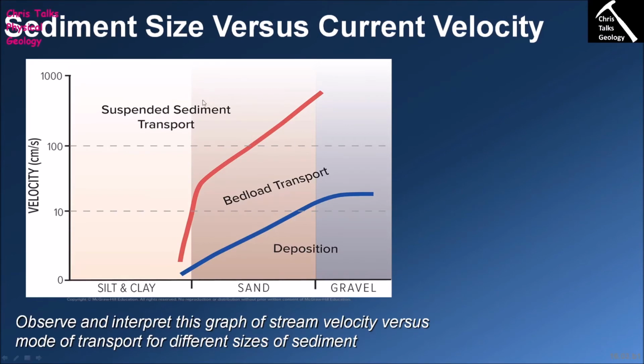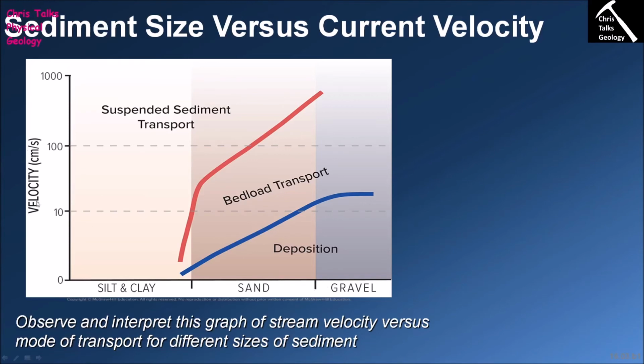So the next thing we need to think about is how sediment size, or the transportation of sediment, is affected by the current velocity, so how quickly the water in our river is moving. What we can see on this diagram is, down here on the lower axis, we have 3 different sizes of sedimentary clast. We have clays and silts on the left, sands in the middle, and gravels on the right.